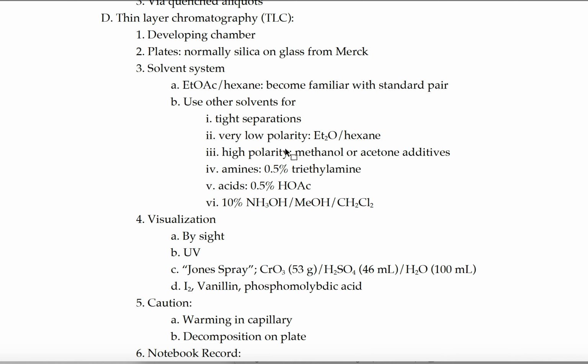If you TLC an amine, you'll get a lot of streakiness. You add 0.5%, or in a quick and dirty way, a couple of drops of triethylamine to the TLC tank, and ultimately to your flash column too. What that'll do is knock out all the acidic sites on your plate, and it'll cut the streakiness. If you're TLCing an acid, you add a drop or two of acetic acid, same thing.